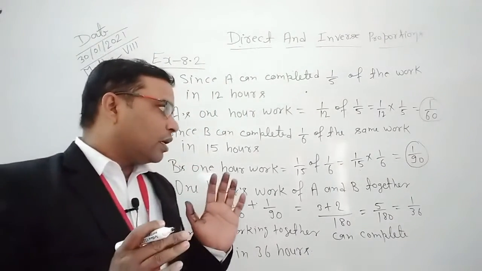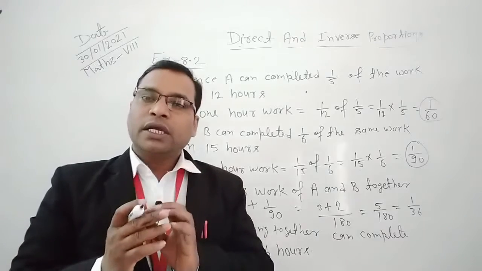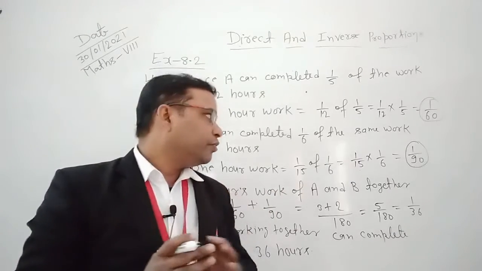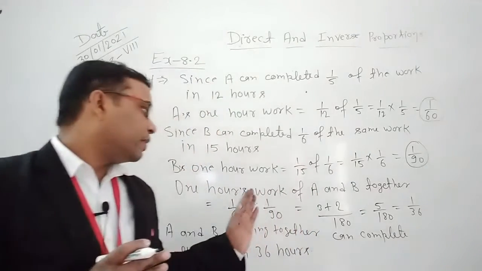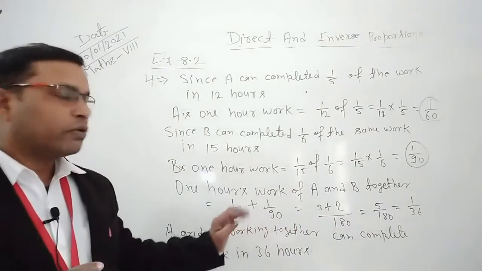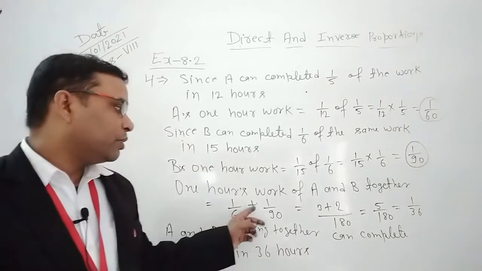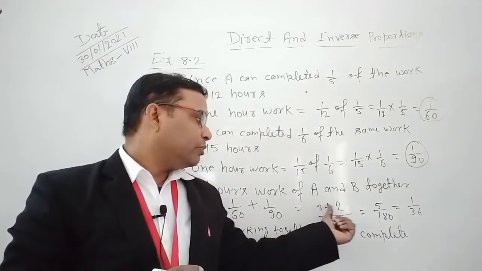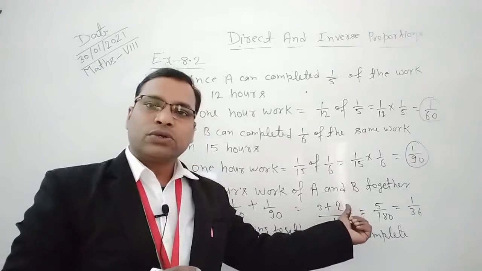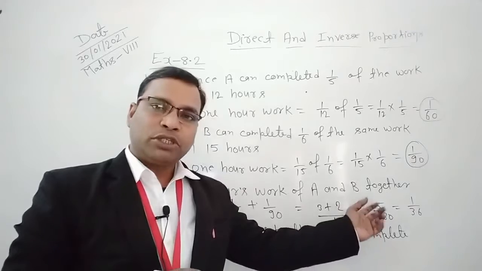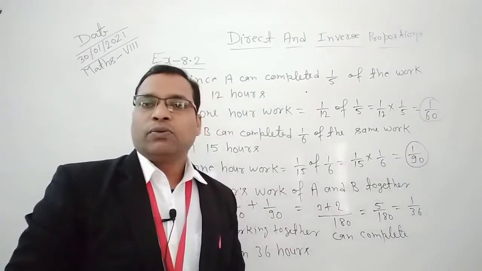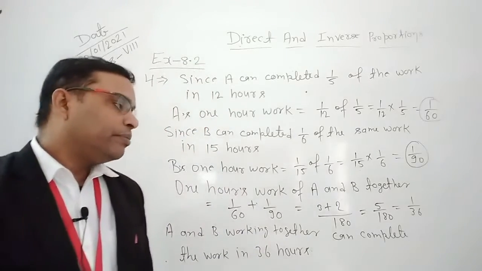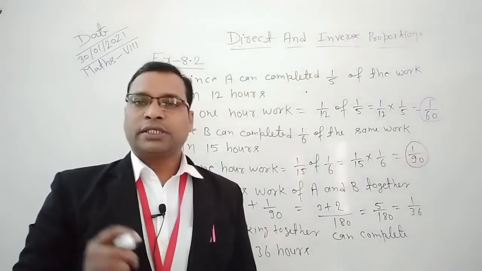Okay. If we need to find how many days A and B take to complete the same work together, for this we add the 1 hour work of A and the 1 hour work of B. This is equal to 1 by 60 plus 1 by 90. So this is equal to (3 plus 2) by 180, which is 5 by 180. If you simplify this, you get 1 by 36. So students, you can say in 36 days A and B complete the same work together.